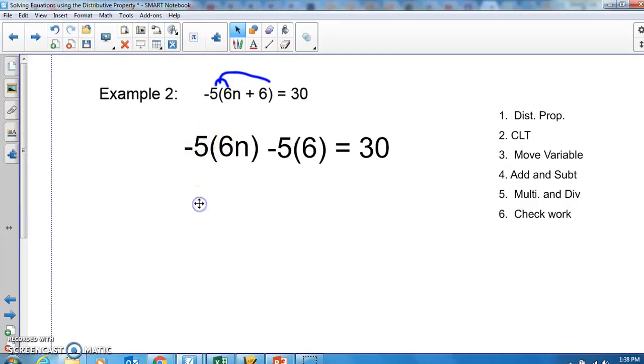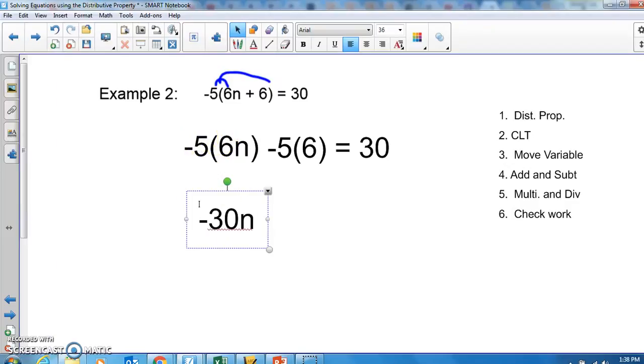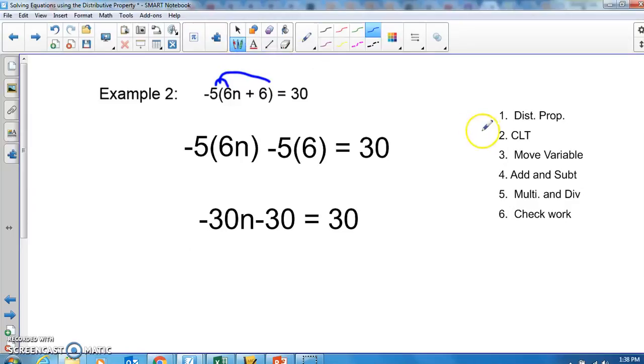-5 times 6n gives you -30n. And then -5 times 6 gives you a -30. So I'm going to put -30 equals 30. So I have taken care of the first step. Let's now look to see if I can combine like terms. There's nothing to combine on the left side. There's nothing to combine on the right side. So I skip step 2.